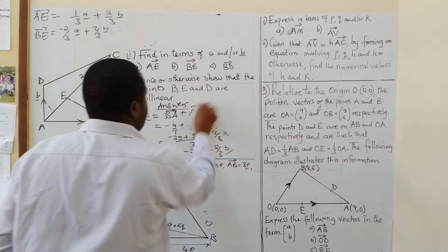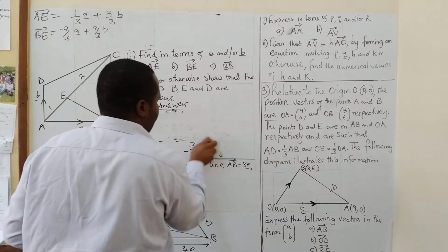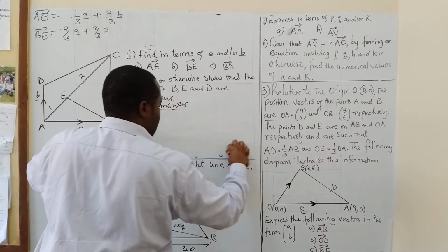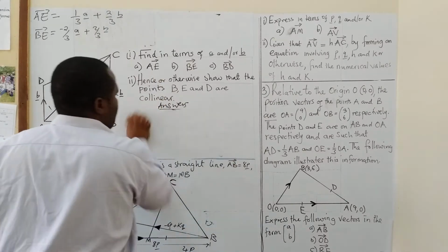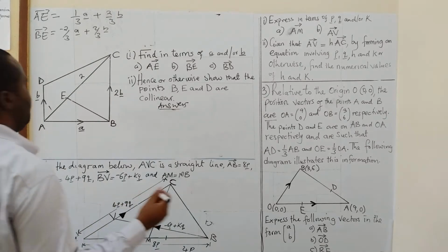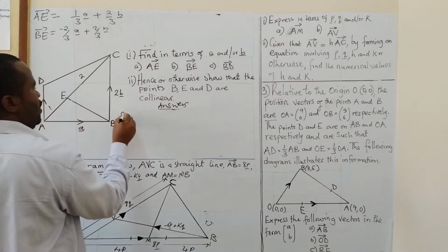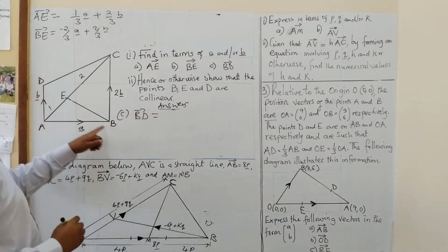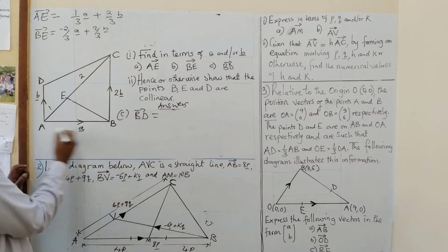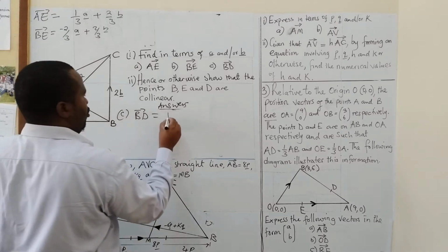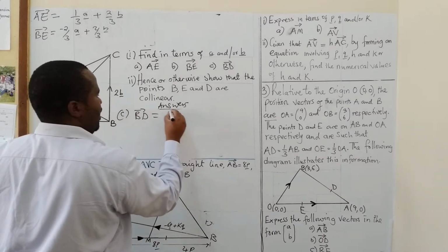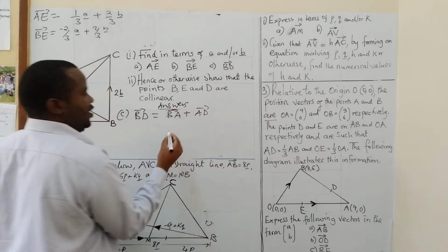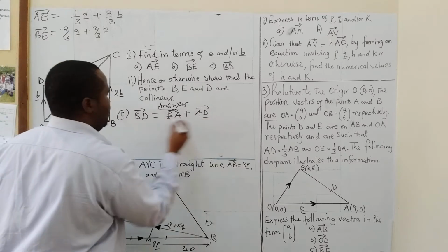We go to the next one. What's the next one? BD. Want to move from B to D. So how do you move? From B to A to D. So BA plus AD. The secret is that the first and the last one should give you the vector you're looking for.